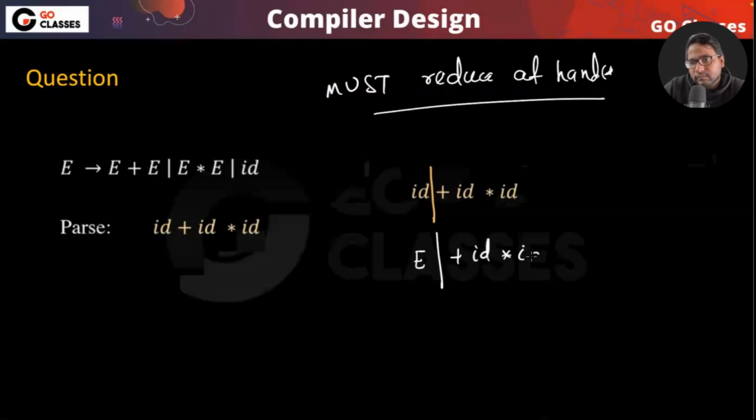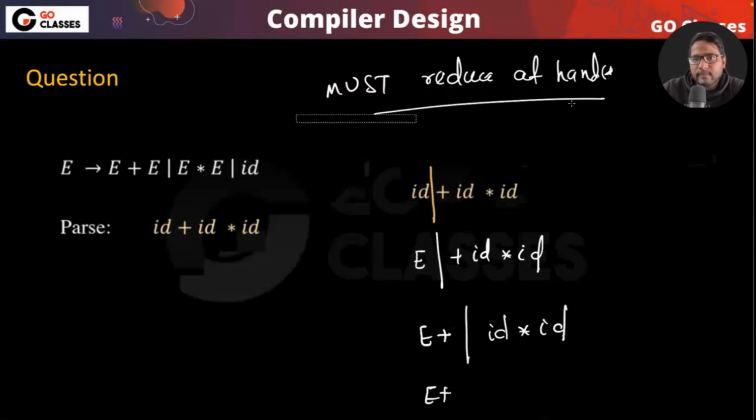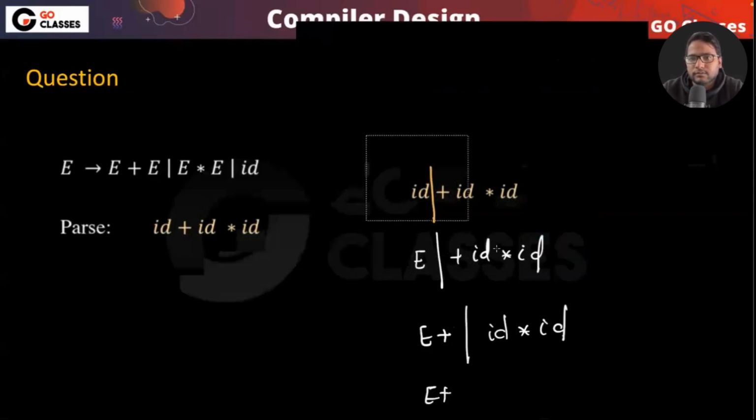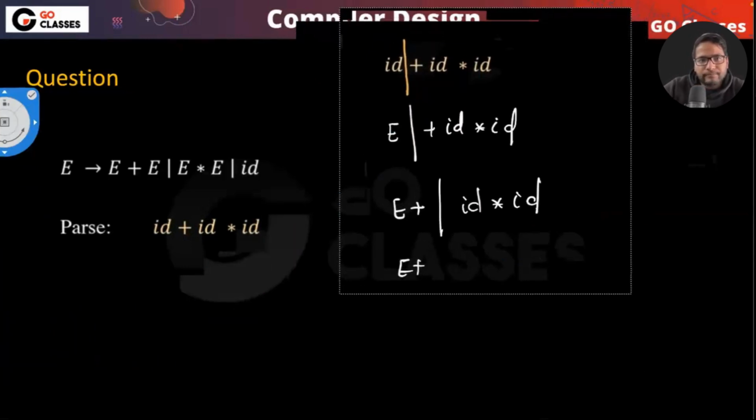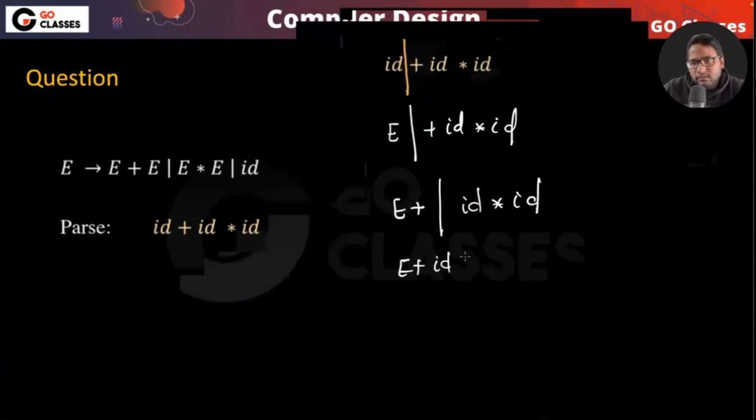Now you don't want to reduce further. You read this plus, and you put this plus also in the stack. And the remaining is yet to read, right? So now what will you do? You will basically say that this E plus ID, this ID will be pushed in the stack. Now you will reduce this ID to E, right? Probably you will say, okay, let me reduce this to E.